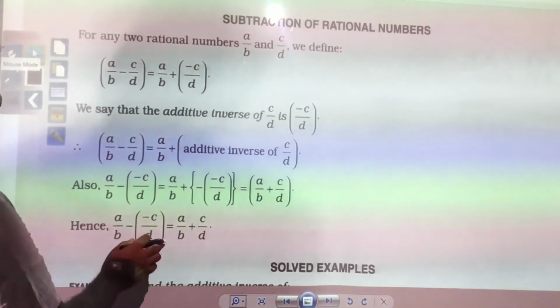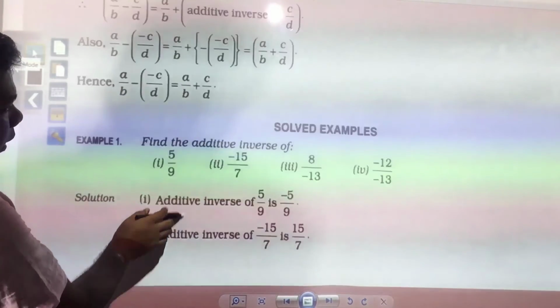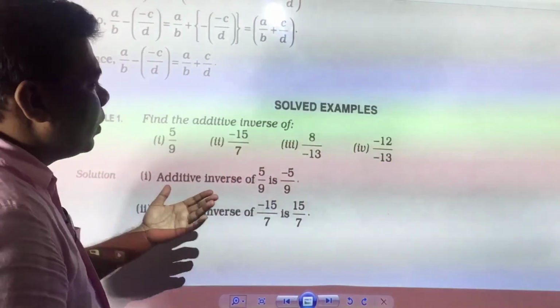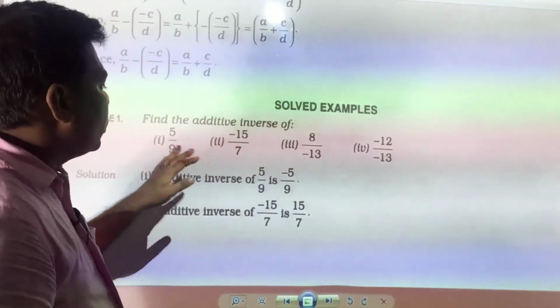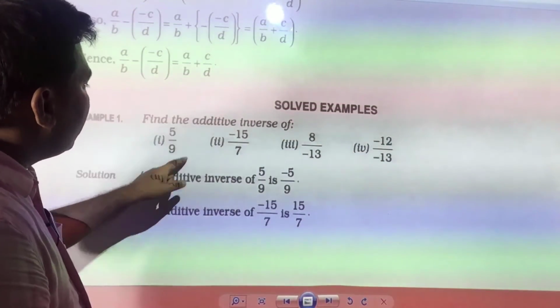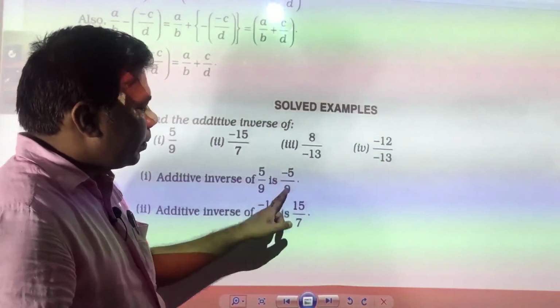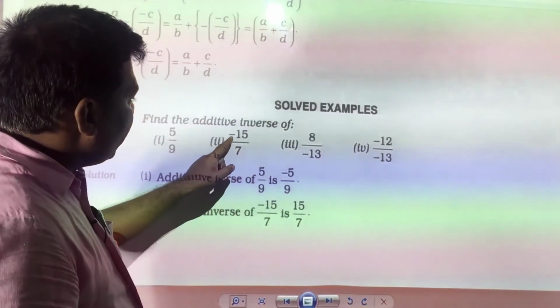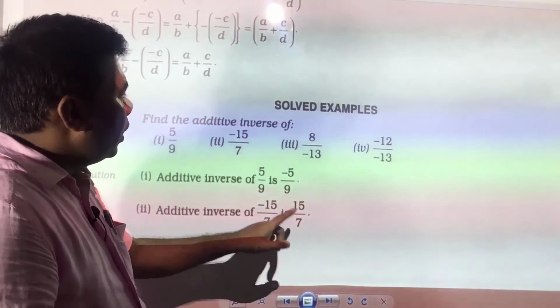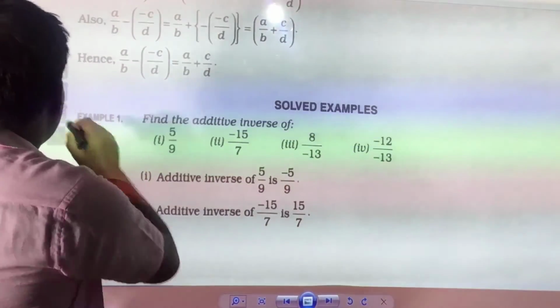So, a few examples you see so that you will be able to understand easily. First of all, additive inverse you have already done, but still you see. Find the additive inverse of 5 by 9. So, the additive inverse of 5 by 9 will be minus 5 by 9. The additive inverse of minus 15 by 7 will be plus 15 by 7. And the additive inverse of 8 by minus 13.